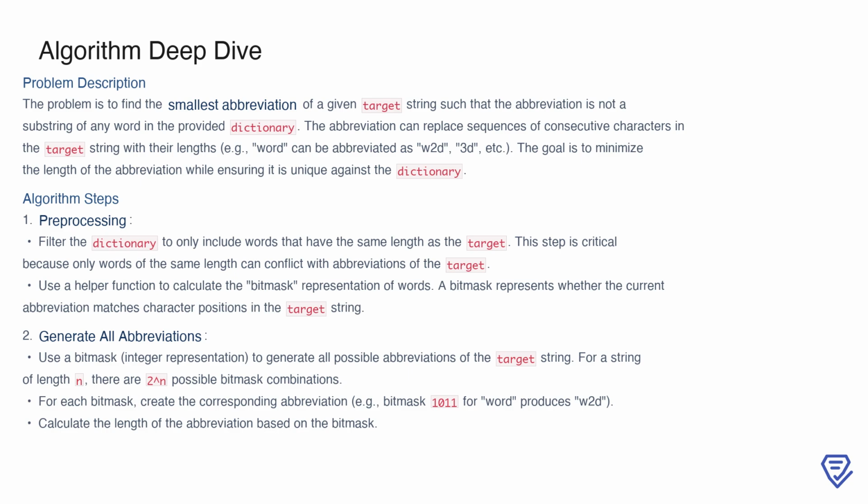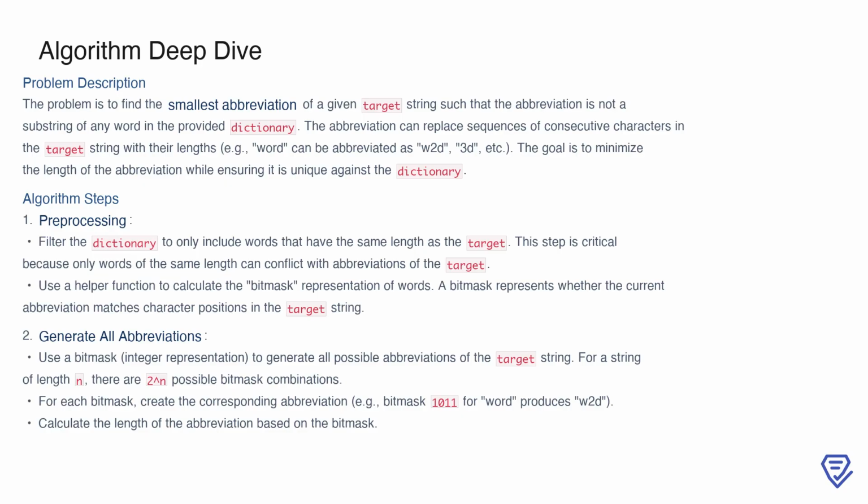The algorithm begins with pre-processing, where we filter the dictionary to retain only the words that are the same length as the target. This step is crucial because abbreviations of the target only conflict with words of the same length. Additionally, we compute a bitmask representation for each word. A bitmask allows us to match the structure of an abbreviation with the positions of preserved characters in the target.